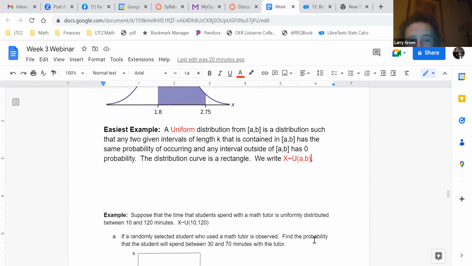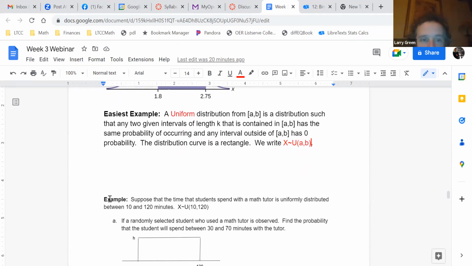Okay, so here's an example. Suppose that the time that students spend with a math tutor is uniformly distributed between 10 and 120 minutes. Okay, it probably isn't, but I'm just supposing because I want to make a problem. Then the first thing is you write X, then you write a little tilde, you write U, and then 10 comma 120. Any questions on coming up with this from that sentence?